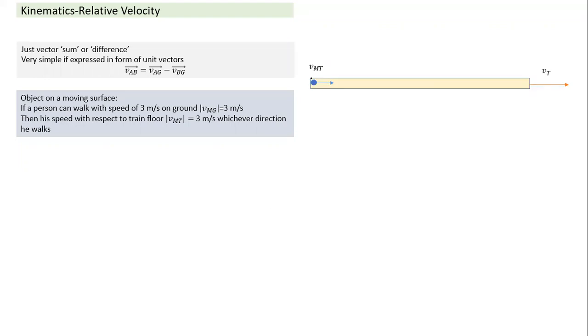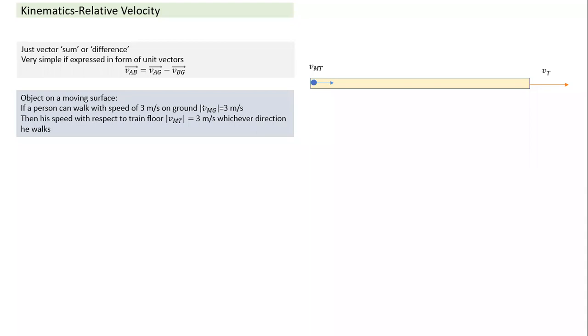So let's assume that this is a long train, and the train is moving at velocity vt. Suppose a person is traveling in the train, and the person walks on the earth. When he walks on the earth, he has a speed. Assume this person is very consistent. He walks at his normal pace of 3 meters per second on the ground.